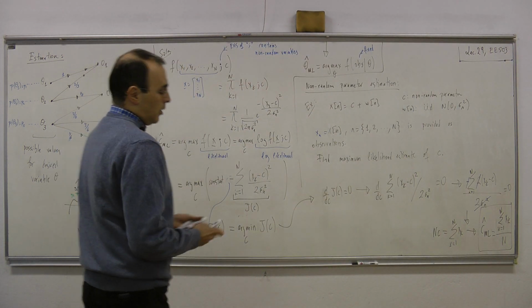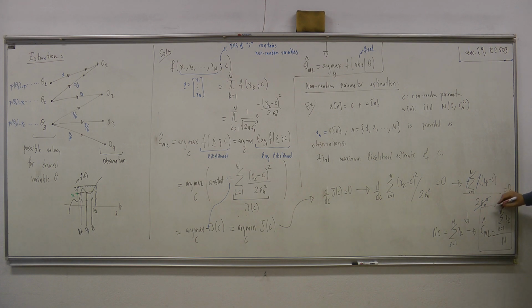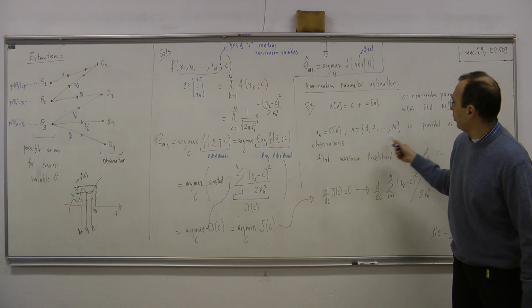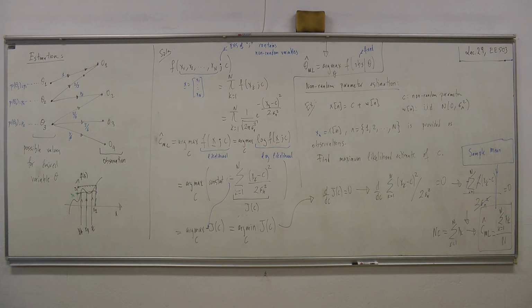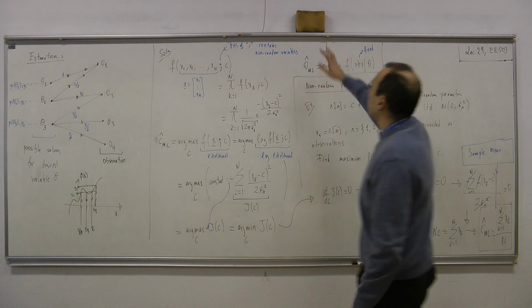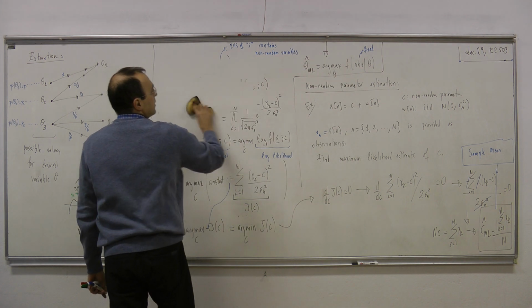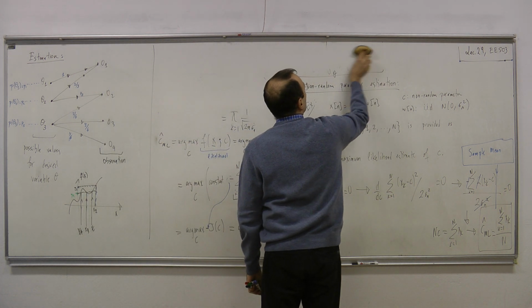This is also called, in signal processing, the sample mean. This is very famous. Now you have n observations, and their average value is called the sample mean, which is the maximum likelihood estimate for this model, the IID Gaussian model with constant noise variance. So this is about maximum likelihood estimation, as you see what we do.